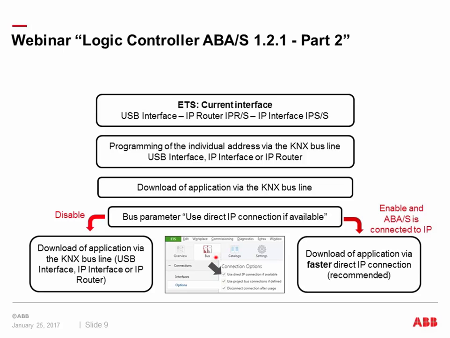When you go to bus, connections, options, there's one parameter: use direct IP connection if available. If this one is not ticked, it is disabled, then the download happens via our standard KNX bus cable, or via the USB interface, IP interface, or IP router. This is our standard transmission speed on the KNX. If this parameter is enabled, then the ETS uses the automatic connection via our IP to the device and we have a very fast download. You do not have to change the connection manually, the ETS is doing it automatically. It makes sense and is of course recommended. Later you will see the download is very fast compared to the download via our KNX twisted pair cable. So please check this parameter in the ETS and tick it because it really makes sense.